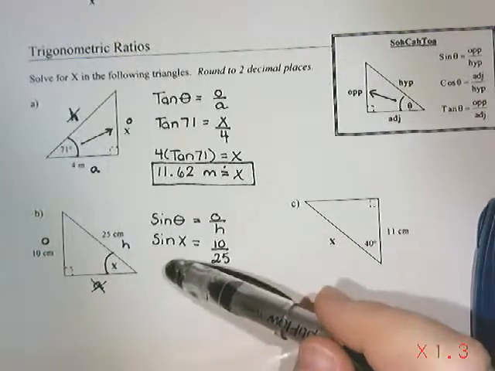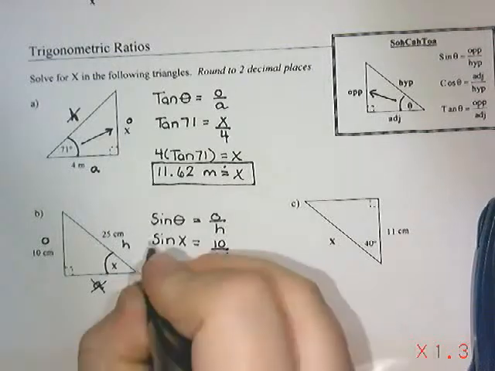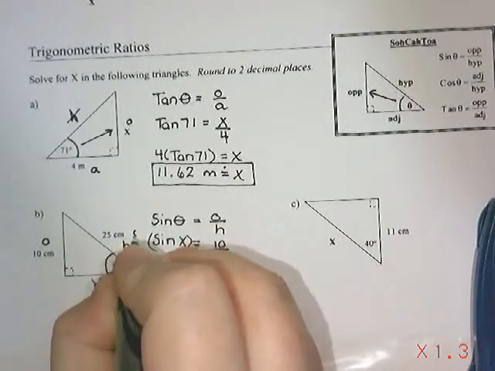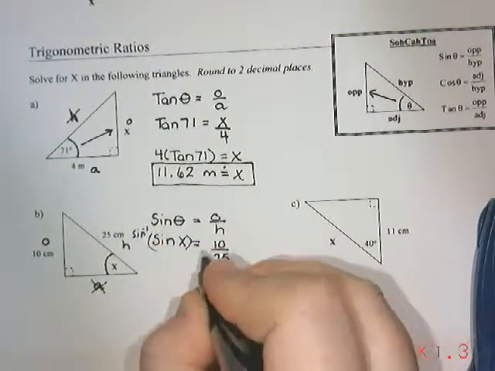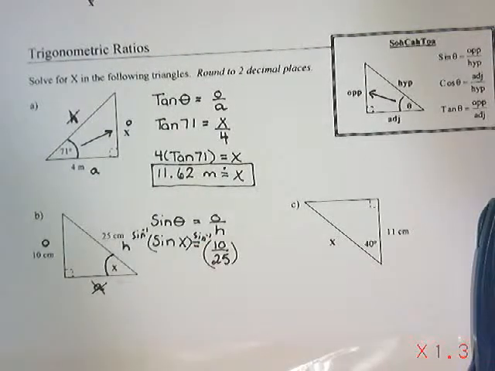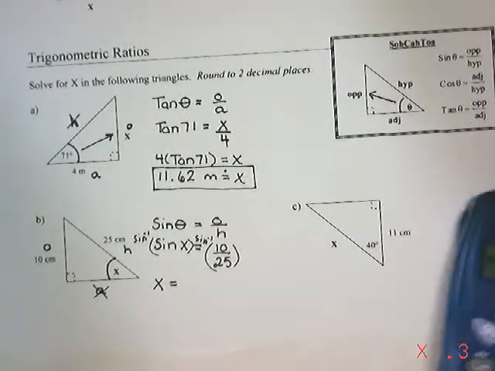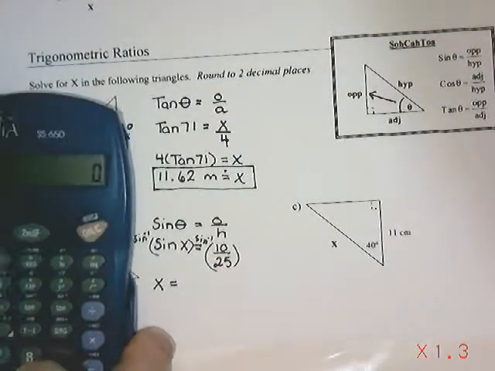Now, to move a sine to the other side, I can't just divide by sine. It's not a number. It has its own operation. So to get a sine to the other side, we do the inverse sine, which looks like a sine with a little -1. So I'm going to take the inverse sine of both sides.